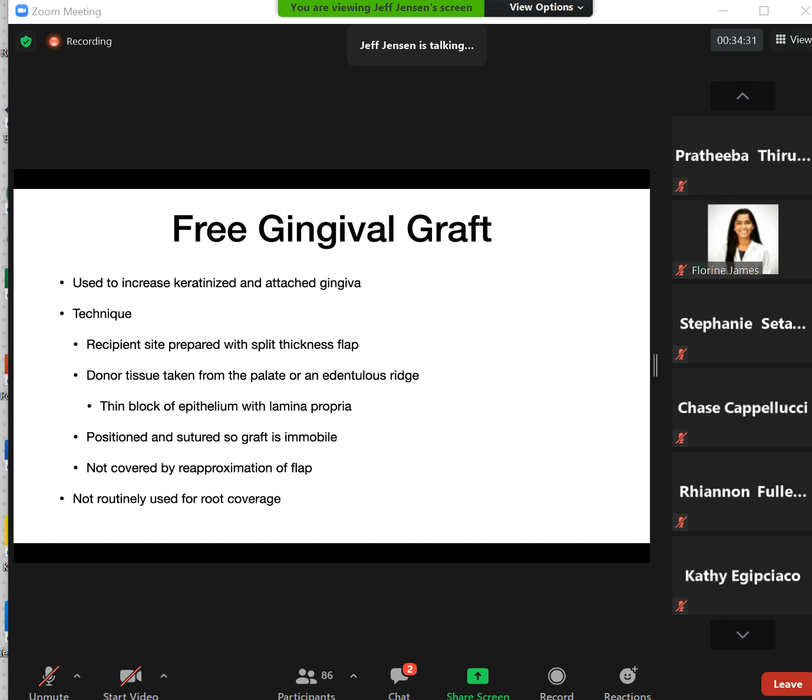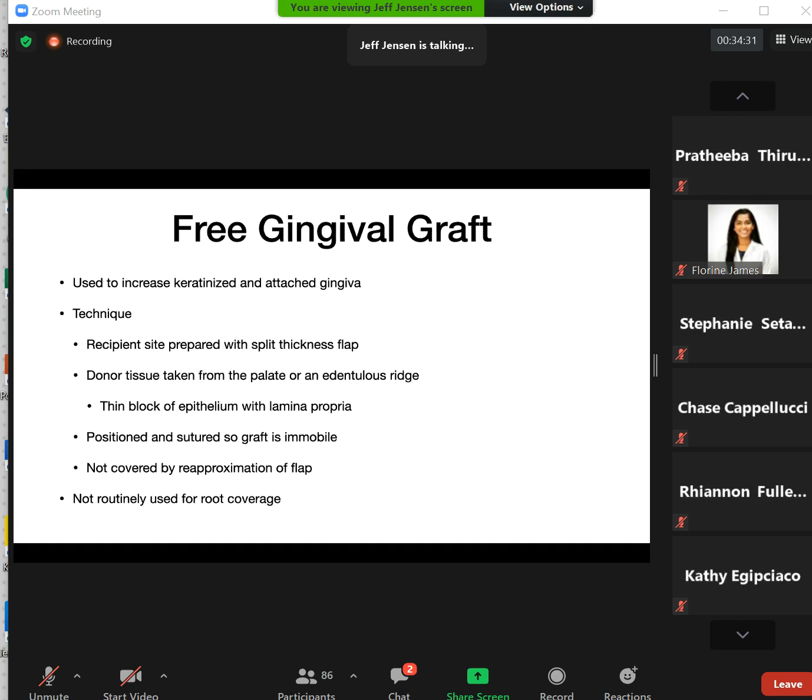We take the tissue from the palate, and it's a thin block of epithelium. So we're actually taking the epithelium with us in a small little layer of lamina propria. So if I can make my graft about a millimeter and a half, I'm feeling pretty good. So it's a thin tissue. We position it into that wound and suture it so it's not moving, but we don't cover it with our flap. So essentially it's a patch onto this wound.